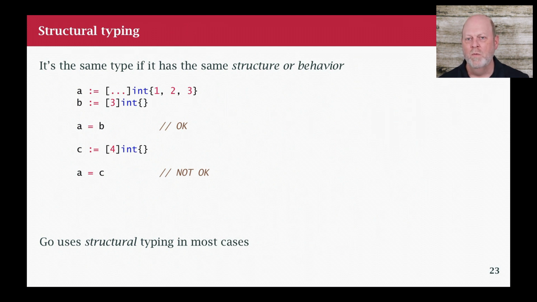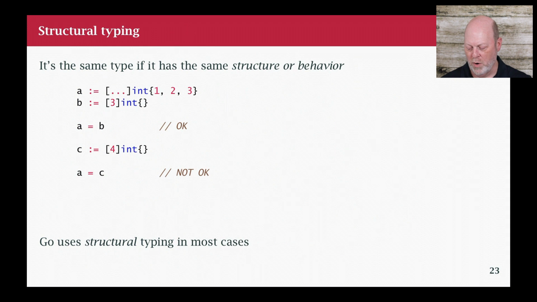Now, what does the same type mean? There are a couple of different ways of thinking about that: structural typing and name typing. For the most part, we're going to look at structural typing, which is the case where the type has the same structure or behavior. This can be called duck typing: if it looks like a duck and quacks like a duck, it's a duck.